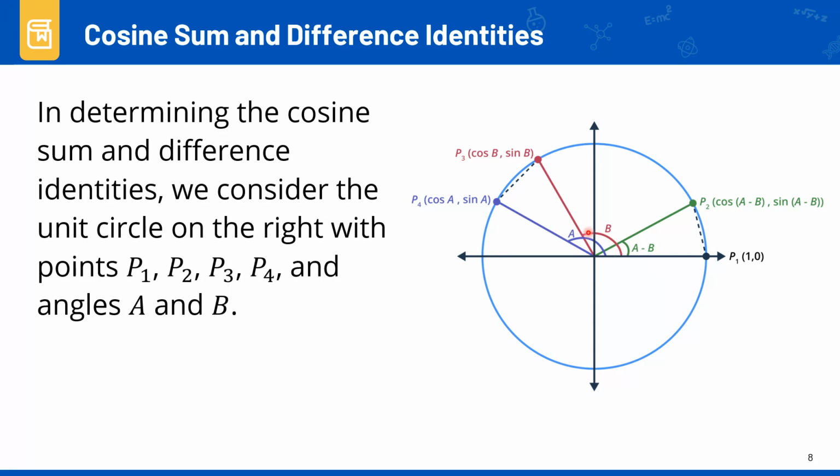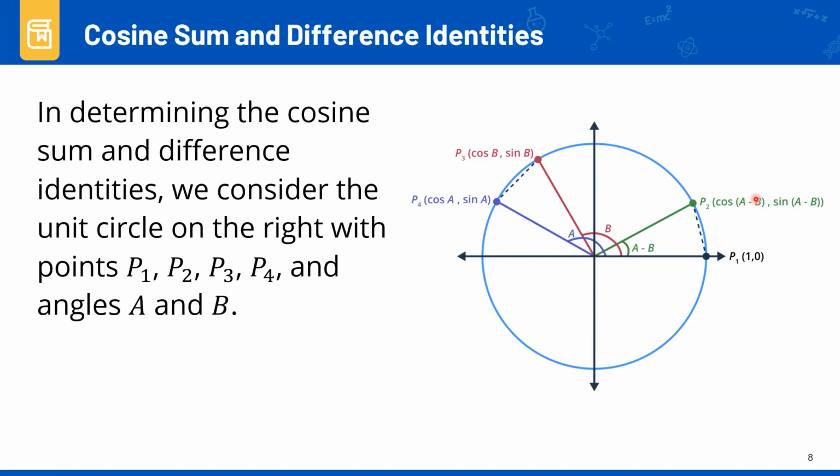Another is the angle B, which is smaller compared to our angle A. Here, point P sub 3, which is the terminal point for the angle B, has the coordinates cosine B, sine B. Now, if we subtract these two angles, because angle A is greater than angle B, we have the second point, P sub 2, which has the coordinates cosine A minus B, sine A minus B.